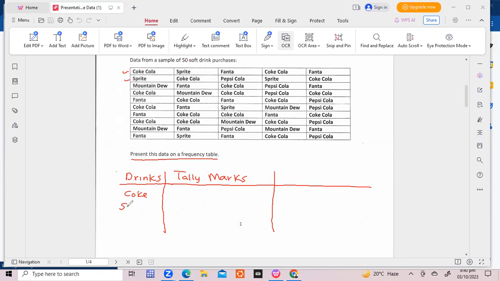So you identify the drinks like that. You put them as the categories. So you have Sprite. Then there is Mountain Dew. You can just put M Dew like that. Then there is Fanta. Then there is also Pepsi. We've seen there is this Pepsi Cola. So those are the drinks.